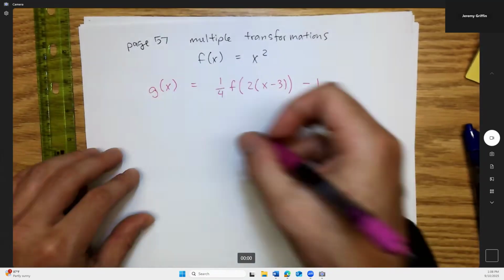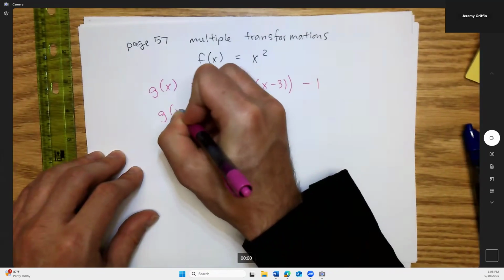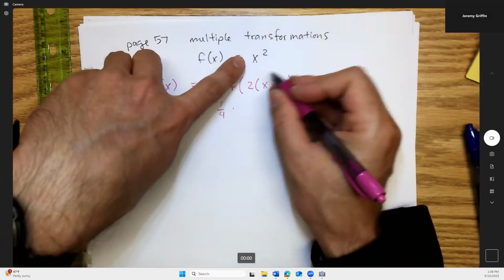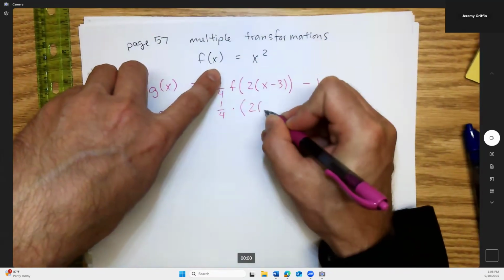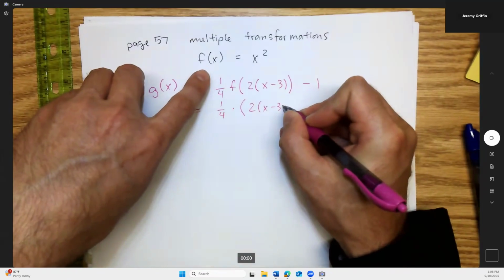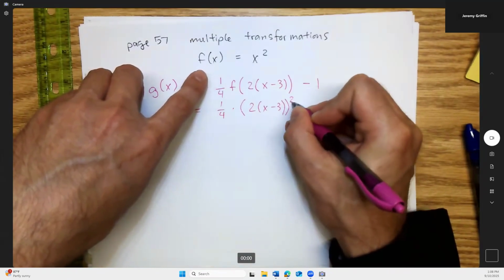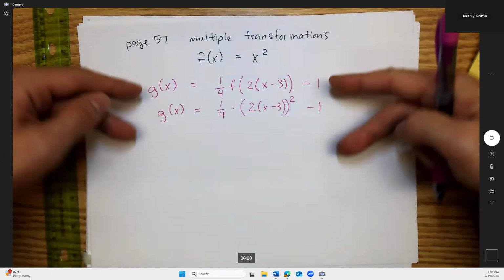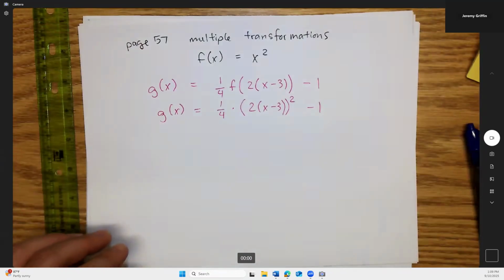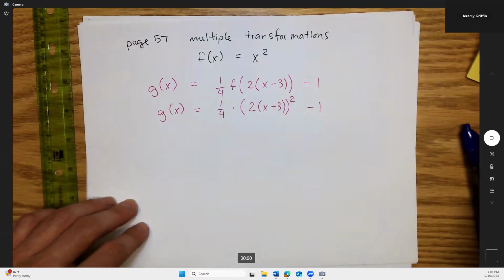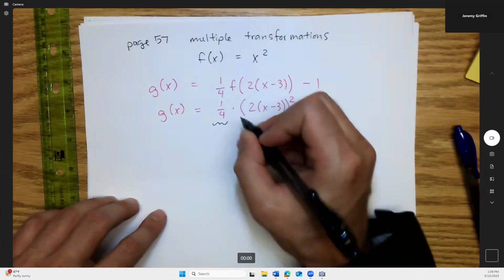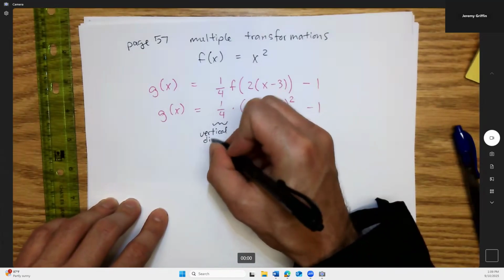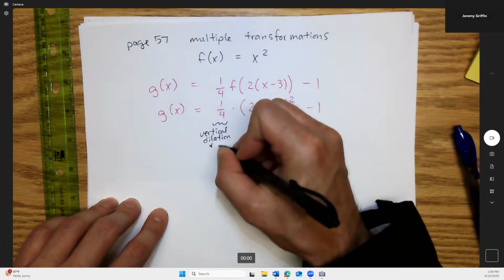Since f of x is x squared, what g of x really is, in terms of this parent function, is I've got 1/4, and then x squared, so this is 2 times x minus 3, all being squared, and then minus 1 after the fact. So that's how this general function applies to this specific parent function. According to what I've been telling you guys, this bit right here, the 1/4, represents a vertical dilation. It's sort of like times 1/4, right?